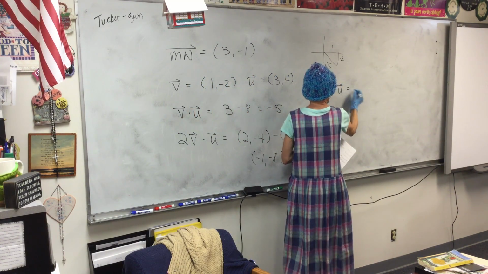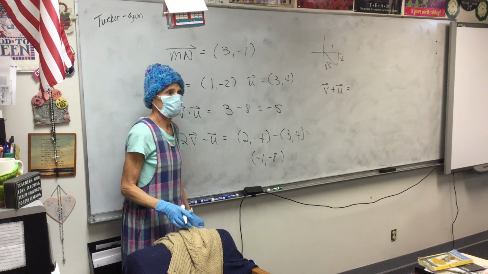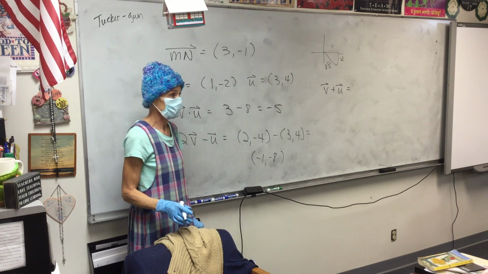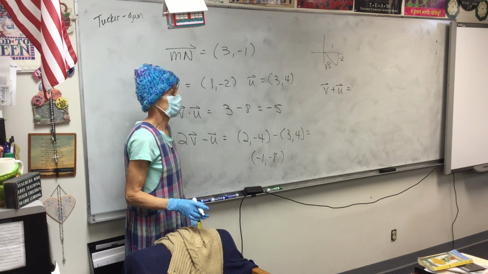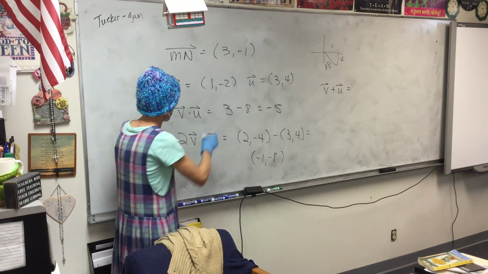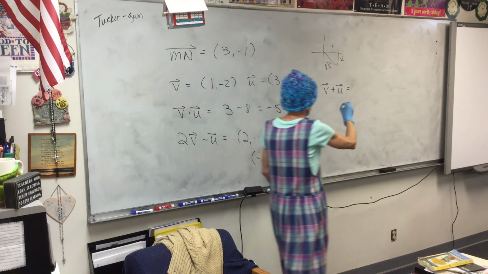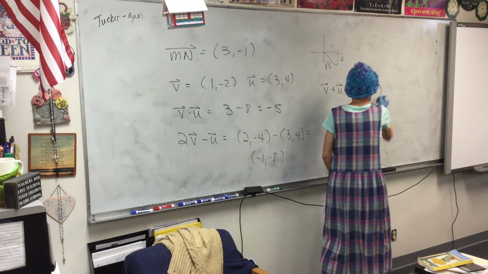D is easy, just V plus U. What's our vocabulary word for the sum of 2 or more vectors? Resultant. What do we get when we add V and U together? We're just going to add them, so what do we end up with here? 4, 2?